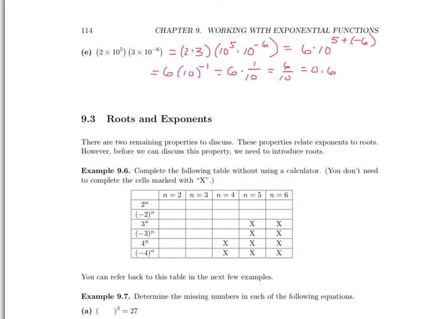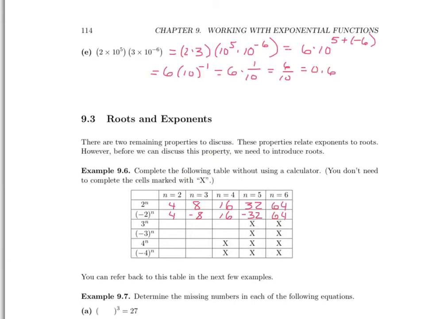In the first row, we're raising 2 to the powers 2, 3, 4, 5, and 6. 2 squared is 4, 2 cubed is 8, 2 to the 4th power is 16, 2 to the 5th is 32, and 2 to the 6th is 64. In the second row, we're taking -2 and raising it to the powers 2 through 6. -2 squared is 4. -2 cubed is -8. -2 to the 4th is 16. -2 to the 5th is -32. -2 to the 6th is 64.